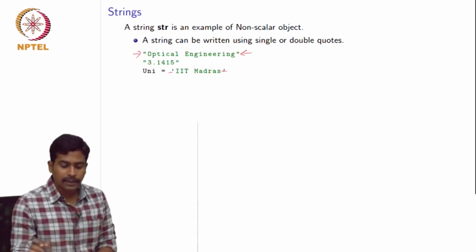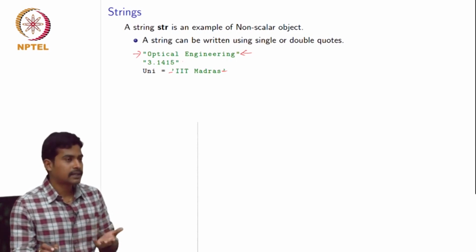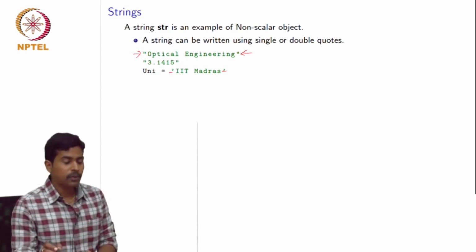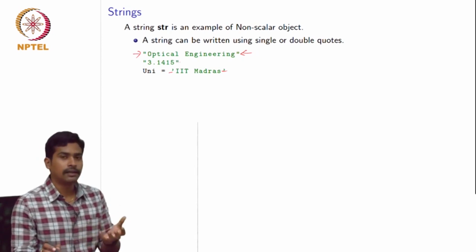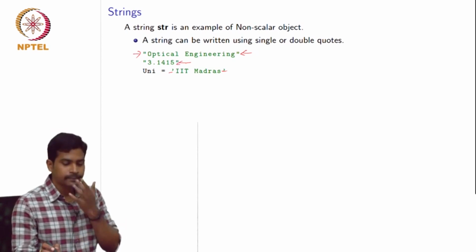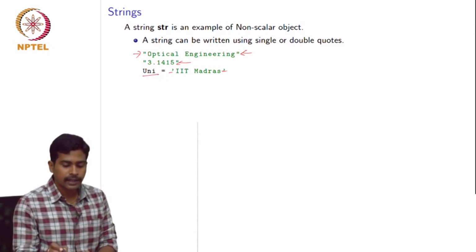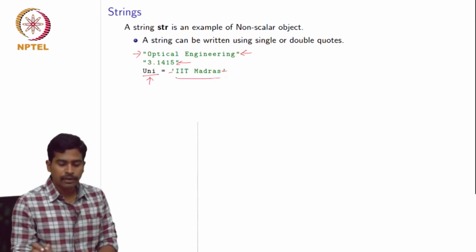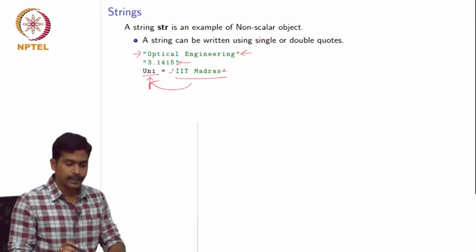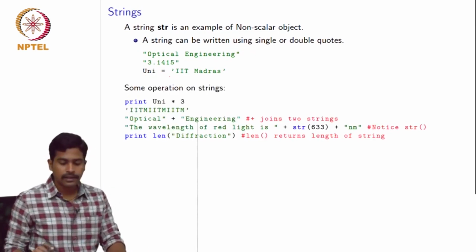For example, here optical engineering is a string, and you can also declare numbers as strings. For example, here 3.1415 is enclosed in quotes, which means this is a string and not a float value. Okay. And you can also assign variables to a string. For example, here uni is a variable and the value string is assigned to this variable. Okay. And let us see some of the operations that we can do on strings.